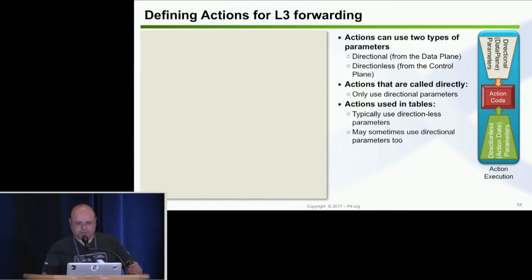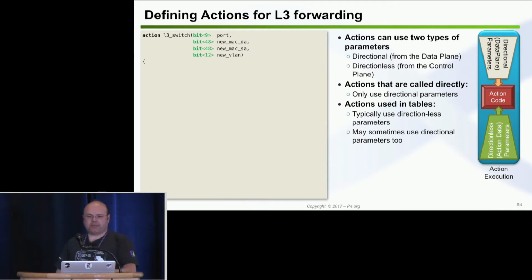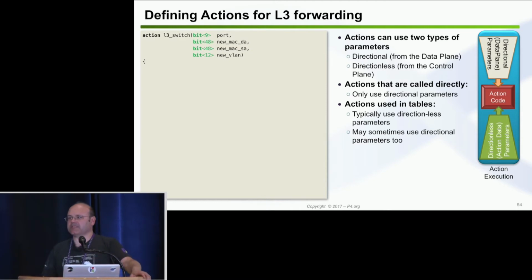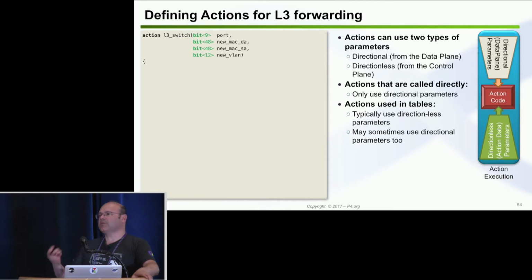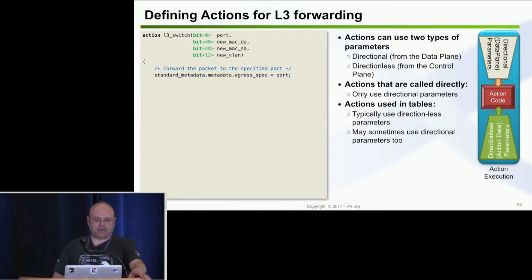Let's try to go and define the actions for L3 forwarding as we used in the previous slide. This is a very simple action. I'll call it L3 switch. It's probably not how you would do it in a really practical way, because normally people use separate next hop tables, but I decided to do a simple example. So when you L3 switch a packet, you typically send it to a given port. You replace the MAC addresses and maybe the VLAN ID as well. And so that's exactly what I would like to do.